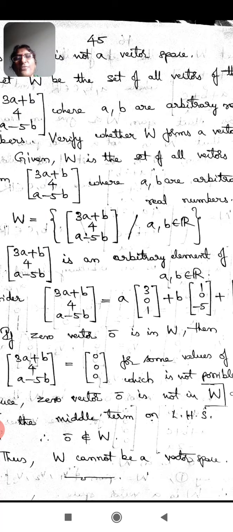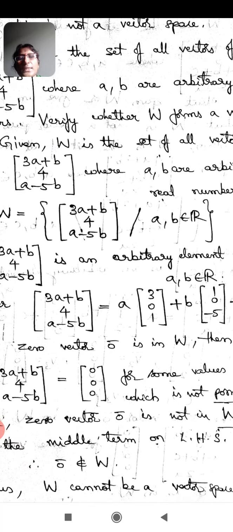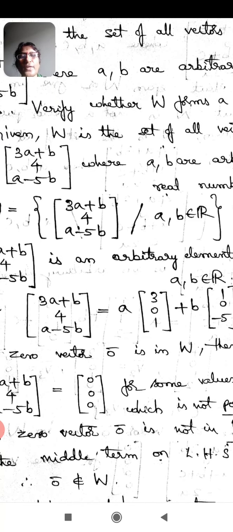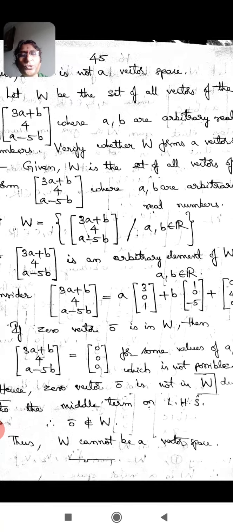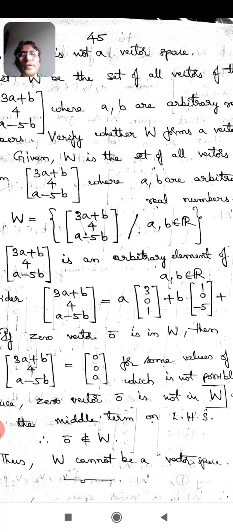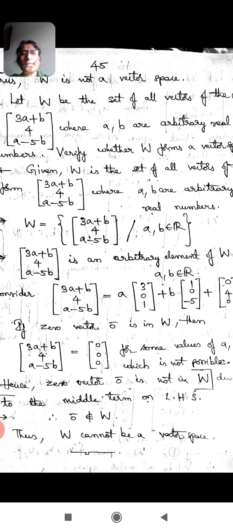But this is never possible because the second element on the left hand side is 4, a fixed number, and on the right hand side the 0 vector has 0 as the second entry. When we equate these two column vectors, by the property of matrices the corresponding elements should be equal, but 4 is never equal to 0. So this is absurd. This is not possible at all.